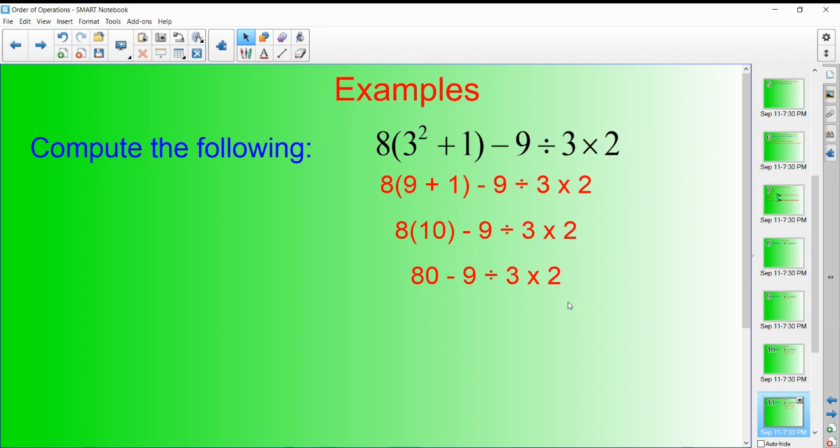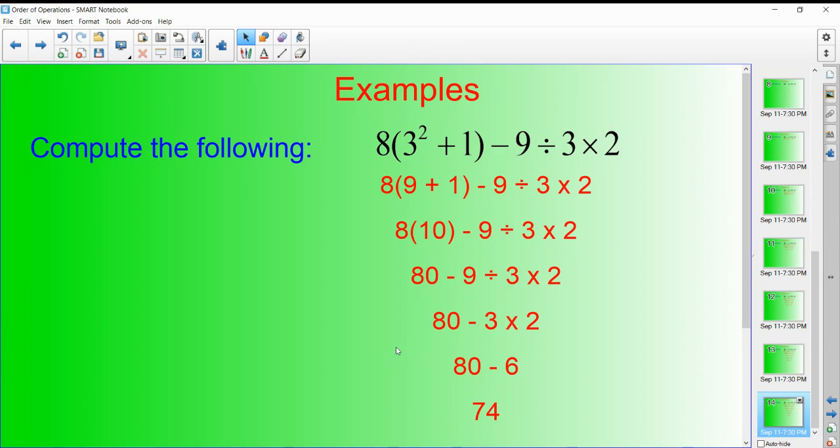And here's the tricky part. We talked about it, and we've got to remember, when you see division and multiplication, we go left to right. So I'm not going to do the multiplication first, I'm going to do the division first. So 9 divided by 3 gets us 3. So I have 80 minus 3 times 2. I have negative 3 times 2, which gets me negative 6. So I have 80 minus 6, and that gets me 74. And that's my final answer.